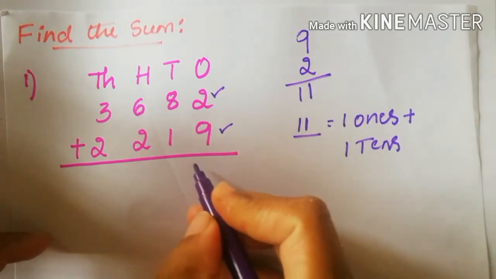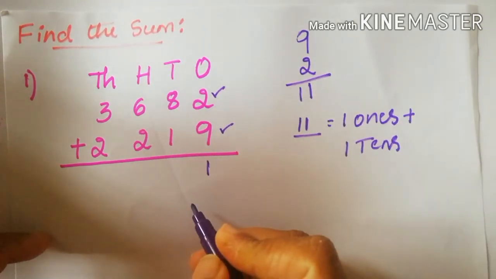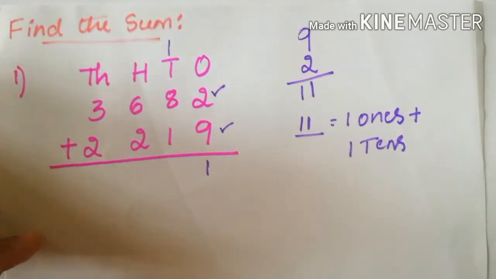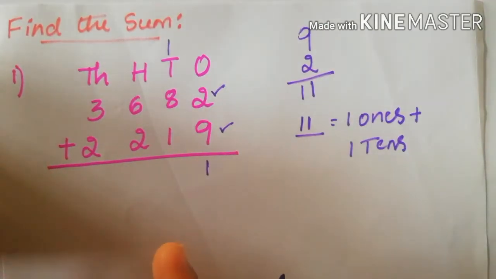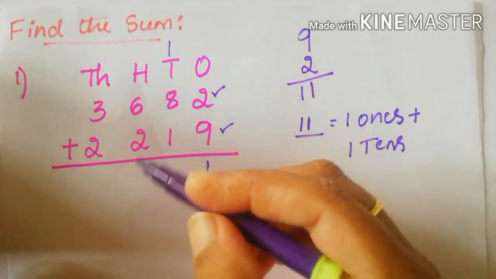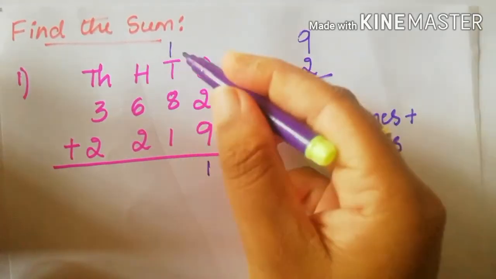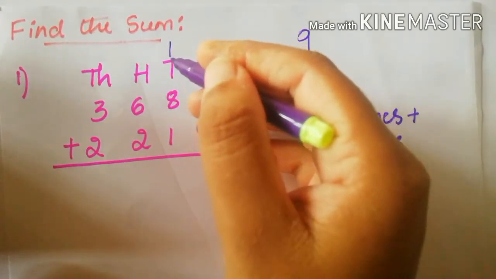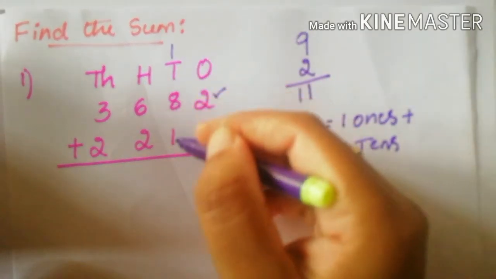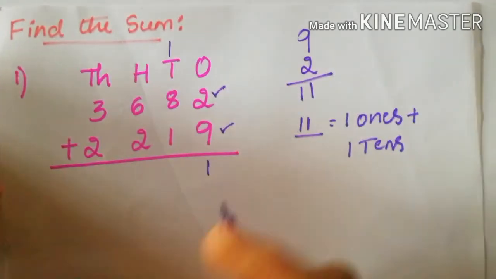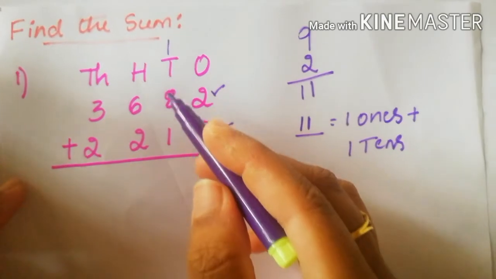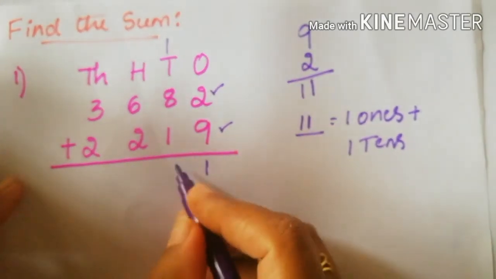Okay, writing 1 in the ones place and carrying 1 to the tens place. Done. Now adding the tens place. 8 tens plus 1 ten, and the regrouped 1 from the ones. What's the sum of the tens place? 8 plus 1 is 9, 9 plus 1 is 10.